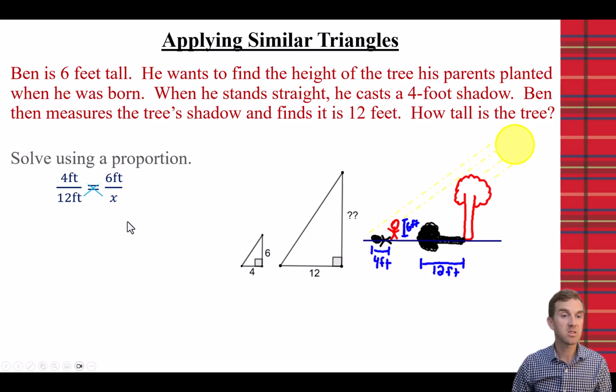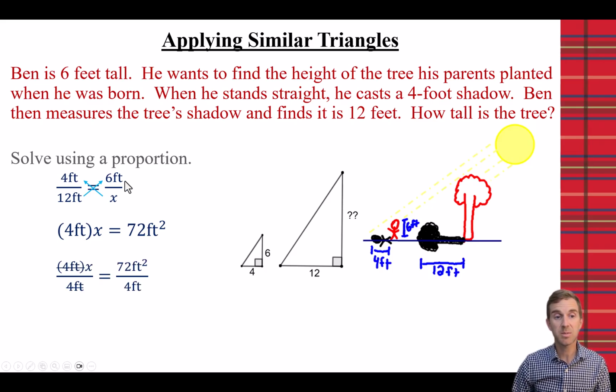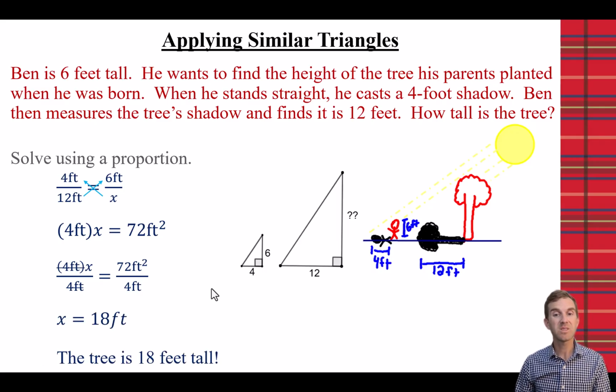Now we can cross multiply, and we're going to get that 4 feet equals the 72 feet squared, because feet times feet. Now we're going to divide both sides by the 4 feet, and when we do that, feet squared divided by feet will leave me just with the 18 feet. So what that tells us is the tree was 18 feet tall at that point.